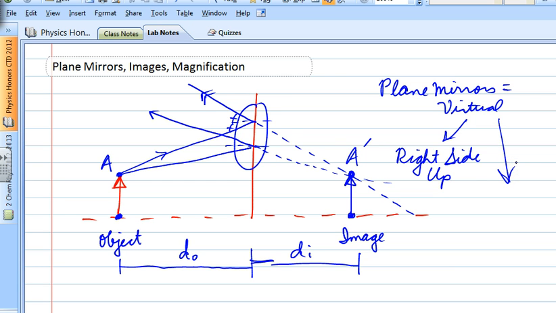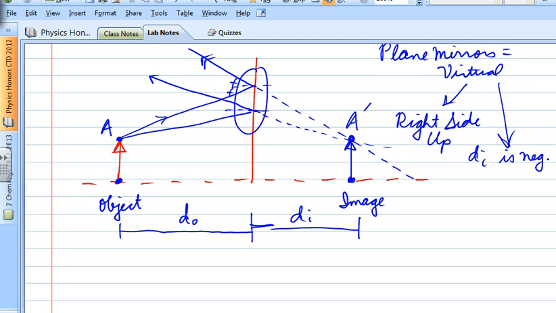And then the other characteristic is that the image distance is negative. And for a plane mirror, it turns out that the absolute value of the object and image distances are equal. But if DO was, for example, 8 centimeters, DI would be written as -8 centimeters.